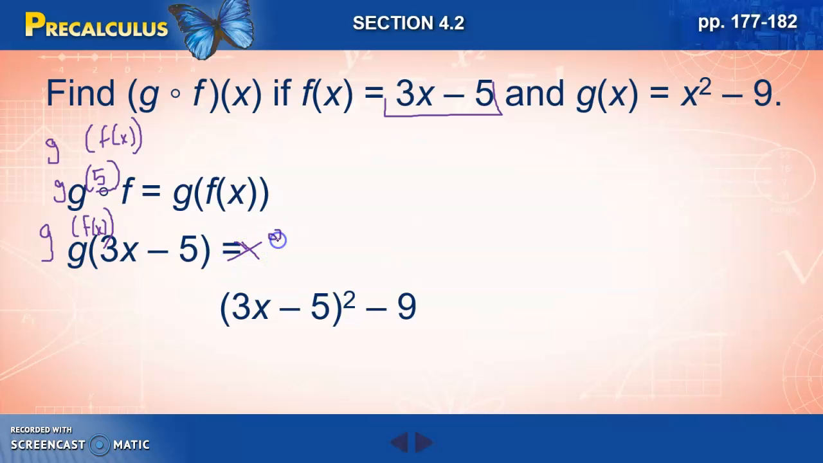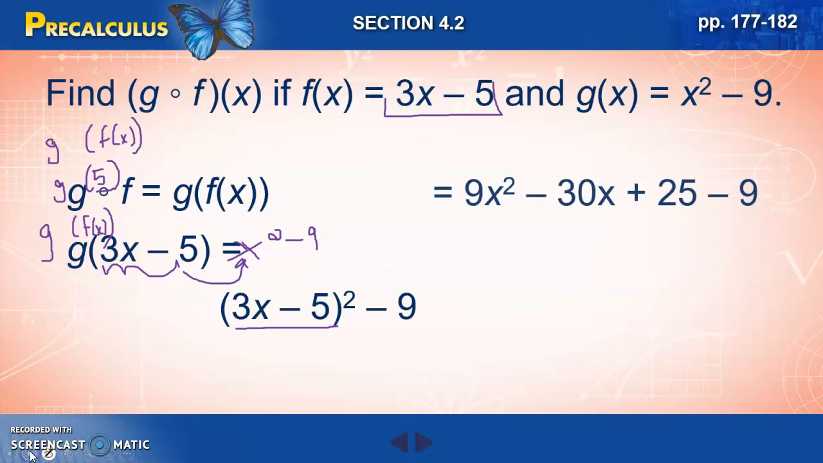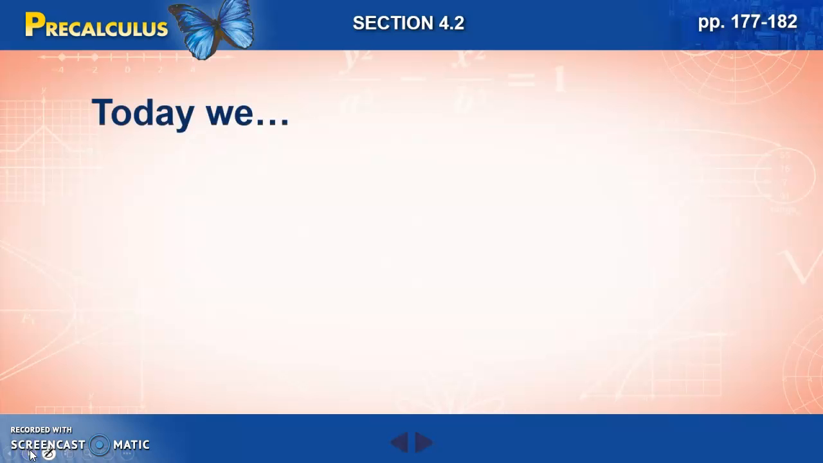Oops, sorry about that. So when we plug in our f of x here, 3x minus 5, we get (3x minus 5) squared minus 9. We'll simplify that, and we get 9x squared minus 30x plus 16. So I took one function and I plugged it into the second function. So I took that inner piece and plugged it into the outer piece.